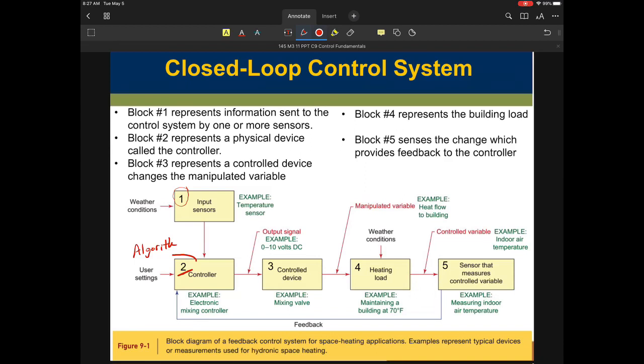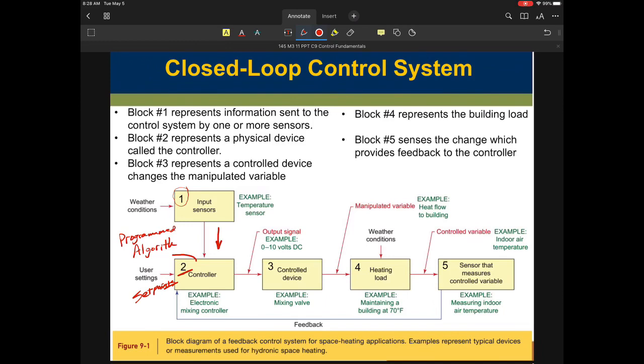This also has to have a set of instructions, so it's going to contain something called an algorithm, and we'll talk more about the algorithm. They're also going to have settings or set points, as an example. This has to be somehow programmed to some extent, so it has to be somehow manipulated. The most common example that we deal with in our industry is going to be some sort of electronic controller.